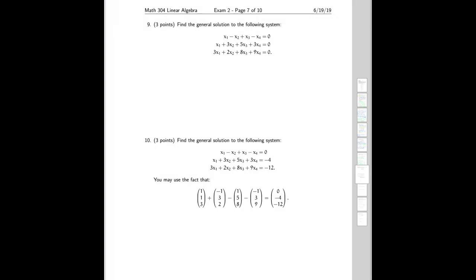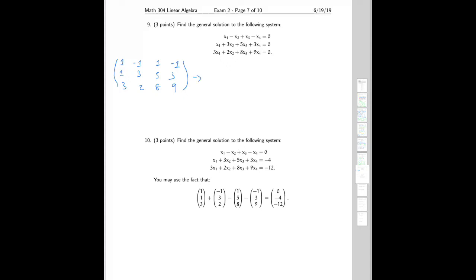Okay, in this video, I want to look at these two problems. So the first one, straightforward, find the general solution to the following system. Okay, so the matrix is 1, minus 1, 1, minus 1. Then it's going to be 1, 3, 5, 3. And then in the bottom, it's 3, 2, 8, 9. Okay, so we're going to row reduce.